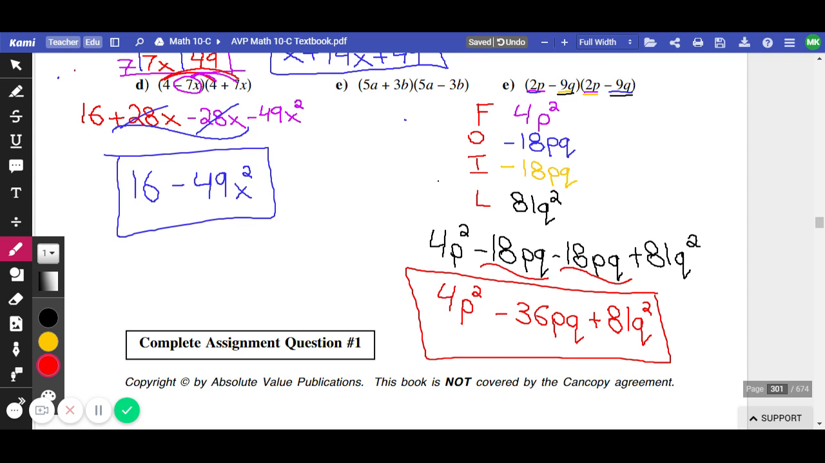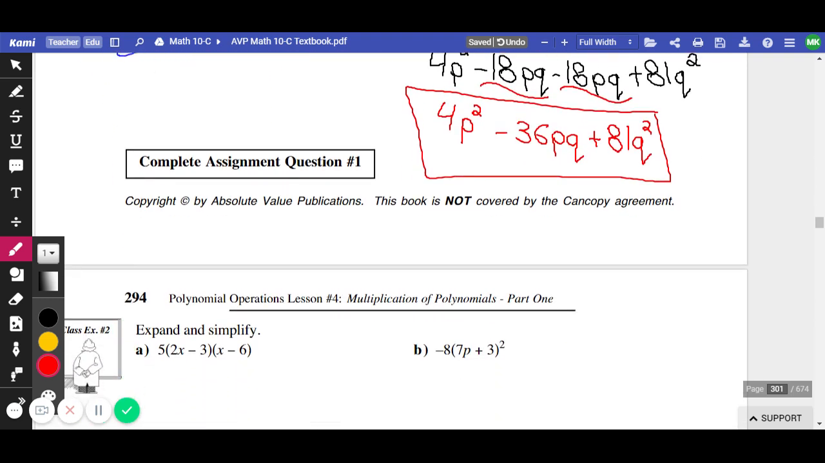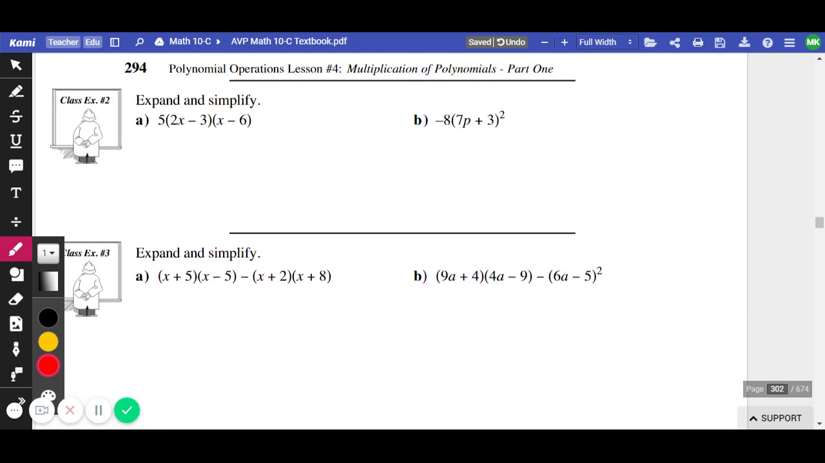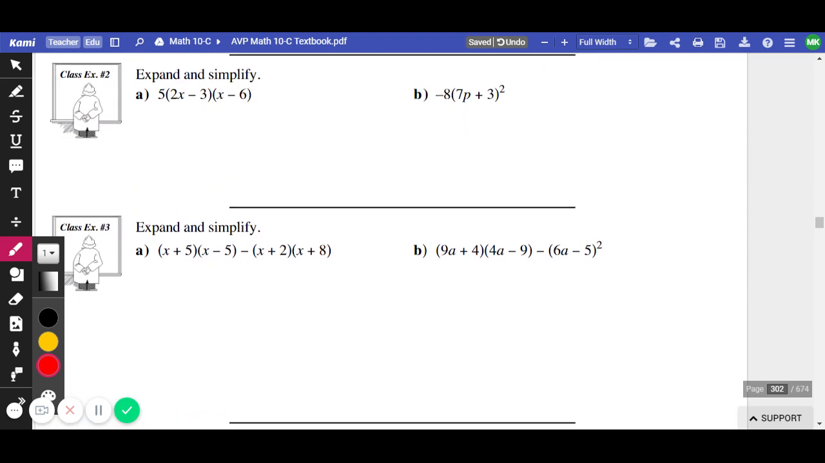That's basically just a review of yesterday. Awesome. Now, let's see if we can apply that stuff to a little bit harder questions. We'll start things off with what to do when you have three things multiplied together.